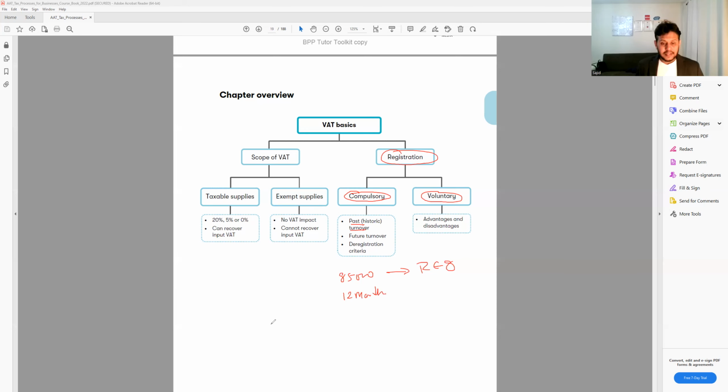For example, let's say this month is December. From December, I'll check the last 12 months. That means I'll be counting not from January to December, but from December back to January. Be very careful with this. I will keep counting from December to January, not January to December. So from December, I'll go back 12 months.